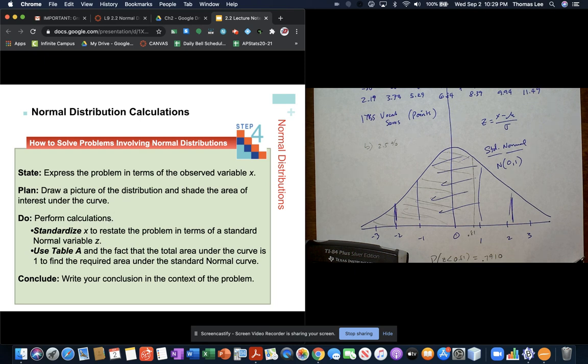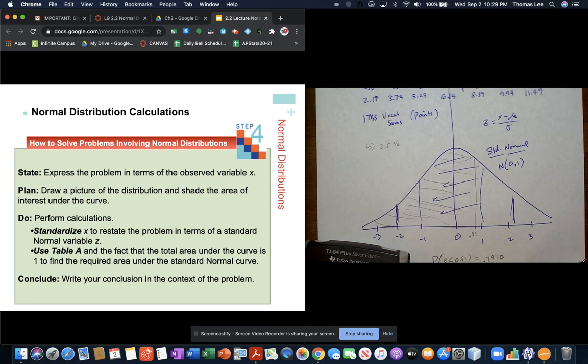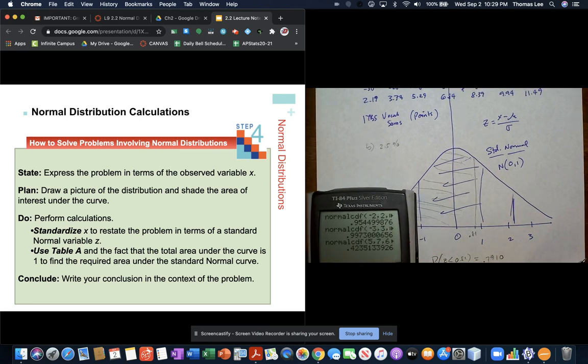Do: perform calculations, two calculations. You're standardizing first, then you're using Table A. And then you're going to write a conclusion. Now, when you have your test on normal distribution calculations, will you get marked off if you do not write state, plan, do, conclude? You betcha. You are going to follow this process of writing state, plan, do, conclude. Okay.